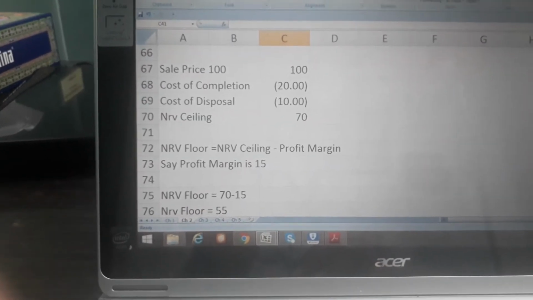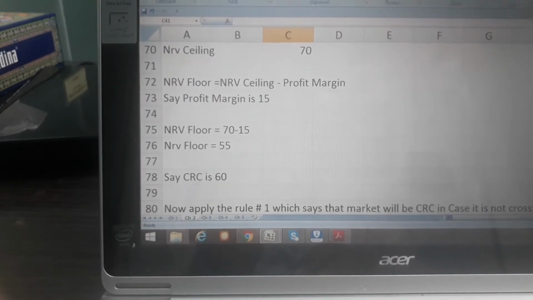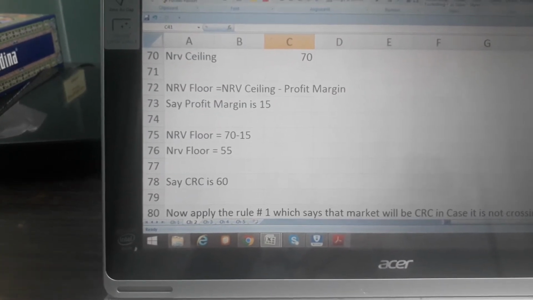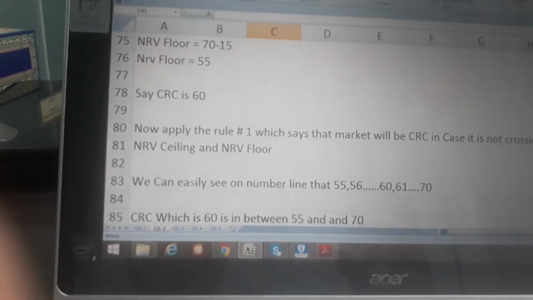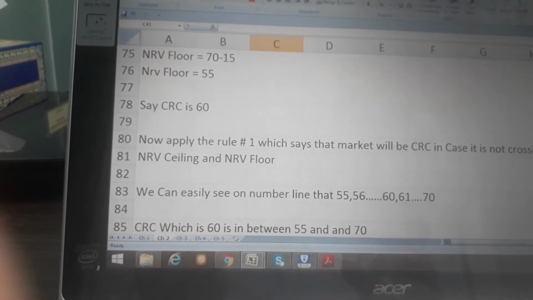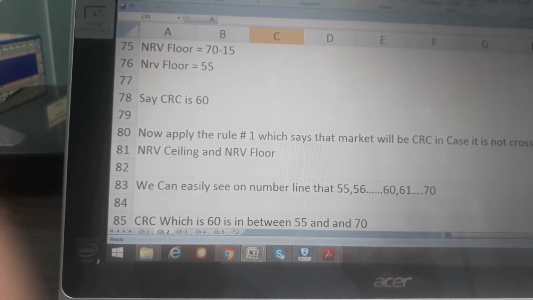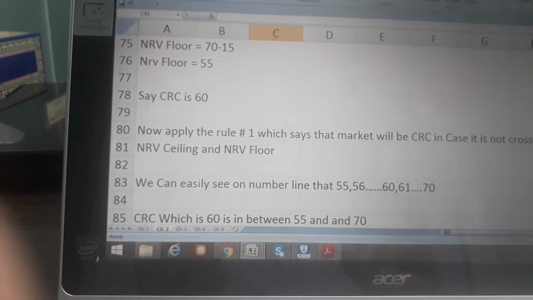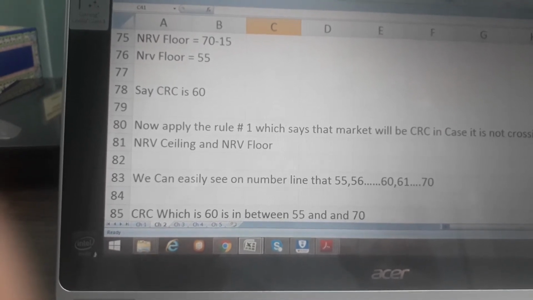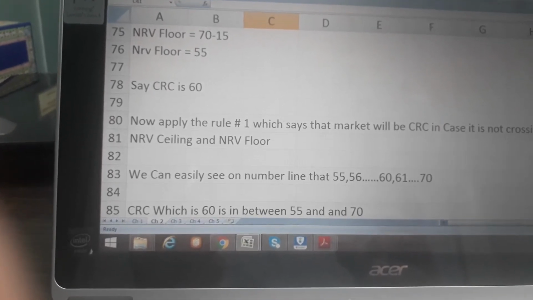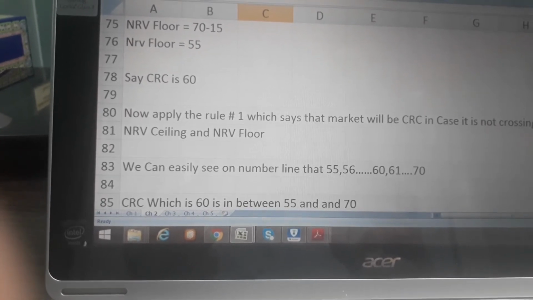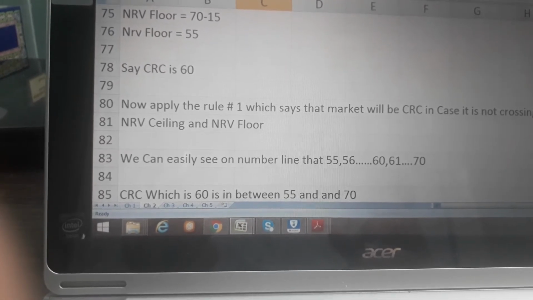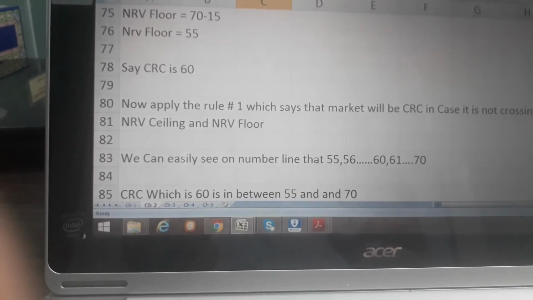NRV ceiling is 70, NRV floor is 55 and CRC is 60. If we apply the rule, you can see here that 60 is between the NRV ceiling and floor. It is not crossing these two limits. So that's why 60 itself, because it is between 55 and 70, is the market. This rule will be applicable when the CRC is not crossing these two limits.